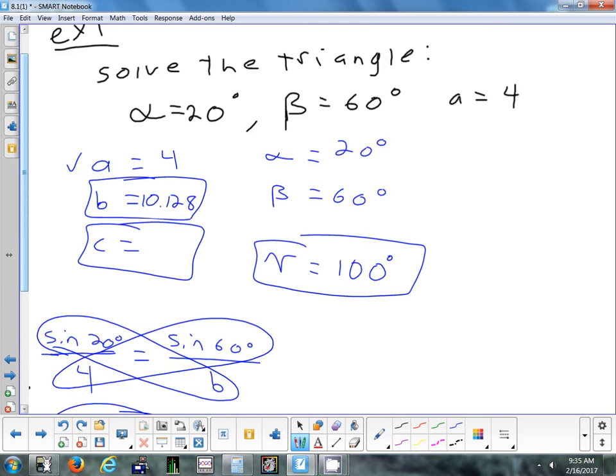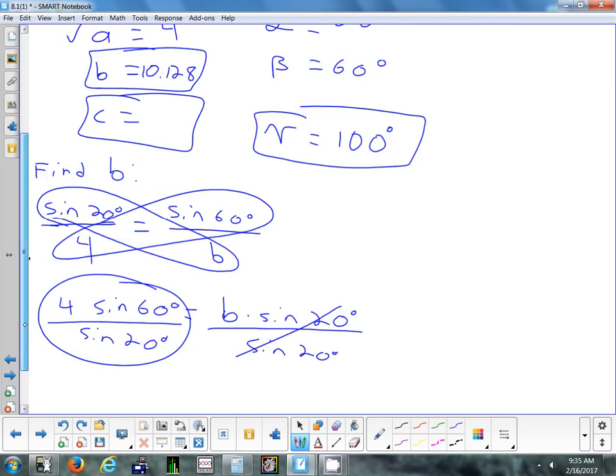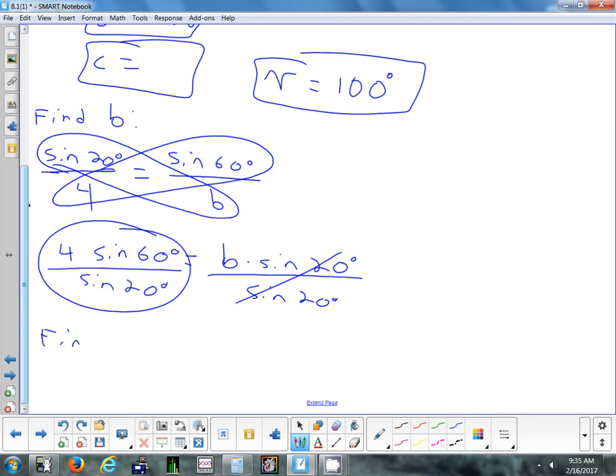No, why not? This is not 90 degrees. Yeah, this isn't a right triangle. So you definitely can't use Pythagorean theorem. So we're going to find, this was to find B. Now I'll find C the same way.